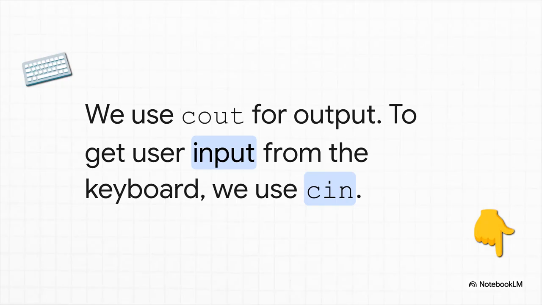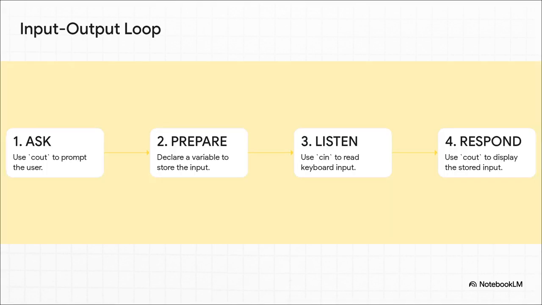Okay, so we know how to make our program talk to us using cout, but for a real conversation, it has to be able to listen too, right? For that, we use its counterpart, cin, pronounced "see in." This is what lets our program take input straight from the user's keyboard. Getting user input is kind of like a little 4-step dance. First, you ask the user for something with cout. Second, you prepare a variable, an empty box, to store their answer. Third, you listen for what they type using cin, and you put that input right into your box. And finally, you respond using cout again to show them you got it.